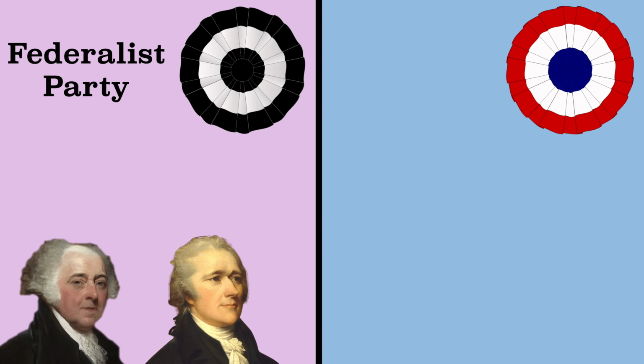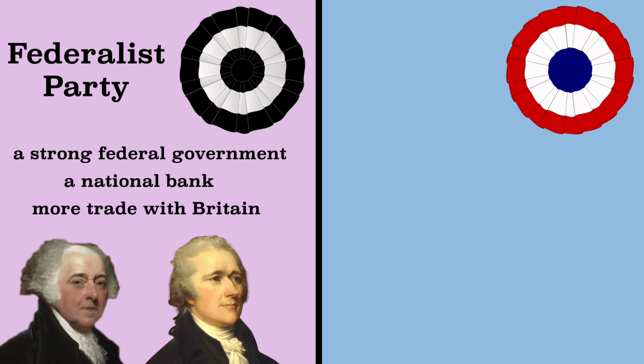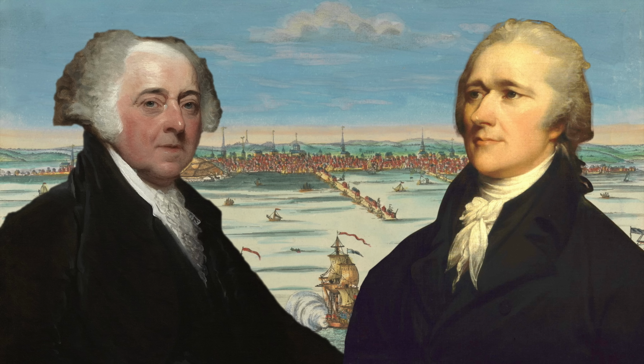The first party system emerged soon after the Constitution got ratified. On one side, you had the Federalist Party, led by folks like Alexander Hamilton and John Adams, who favored a strong federal government, a national bank, and more trade with Britain. The Federalists were generally associated with the elites and those who lived in cities.